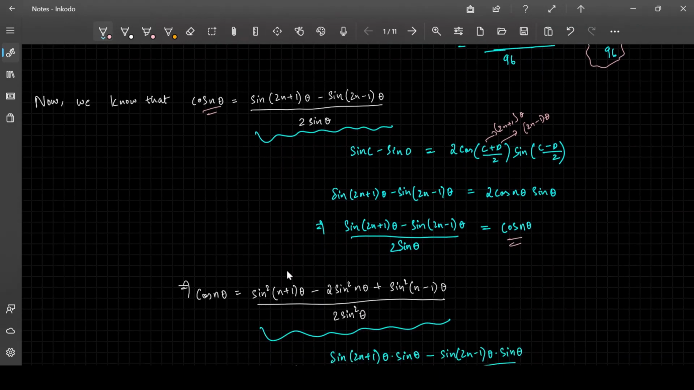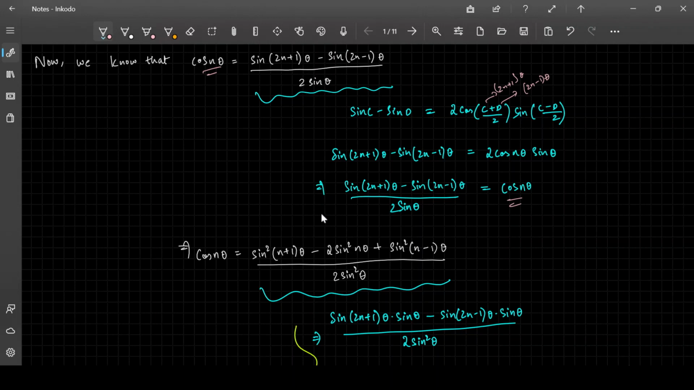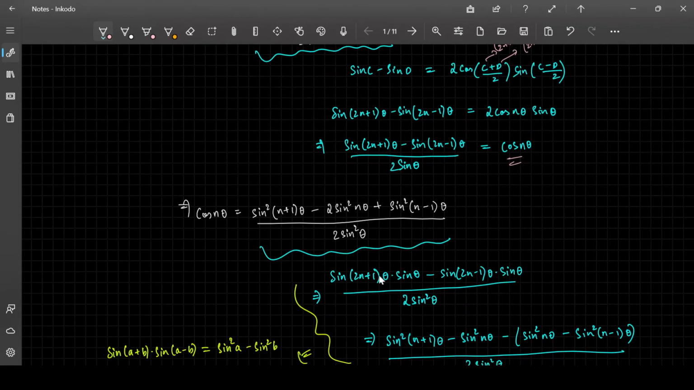So cos n theta is equal to sine square of n plus 1 theta minus 2 sine square n theta plus sine square n minus 1 theta divided by 2 sine square theta. How did I get that? The very first step is just to multiply sine theta to the numerator and denominator. Why are we doing all these things? Just to get a much simplified version. We need to come to such a way that we simplify the equation and actually cancel out the terms. We must look into all the different ways possible of simplifying an expression, and use that to find the required inequality. So when we multiply by sine theta to the numerator and denominator, this is how it appears: sine 2n plus 1 theta into sine theta minus sine 2n minus 1 theta into sine theta divided by 2 sine square theta.